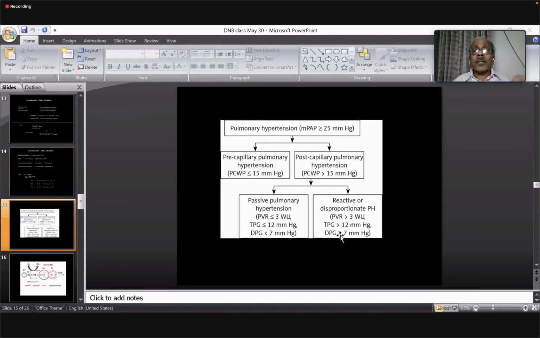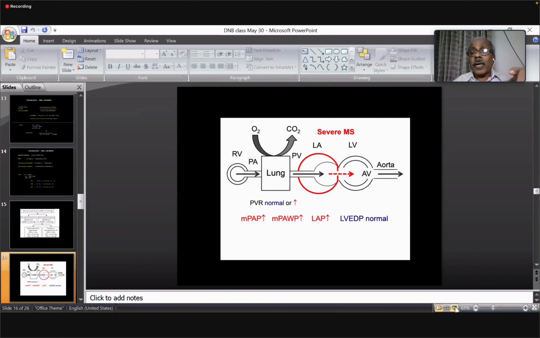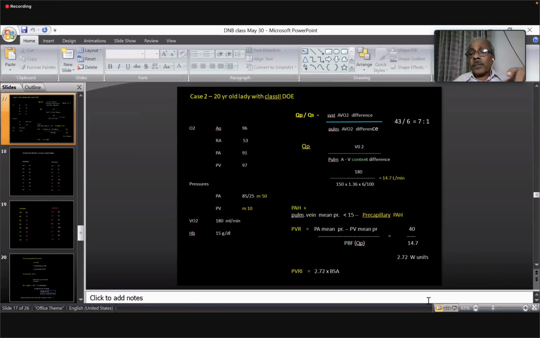Okay, this is simple. I think I will not go to that. I can skip that. And now I'll come to a congenital heart disease. This is a 22-year-old female. The oxygen saturation is 96, right atrium is 53, PA is 91, pulmonary vein is 97.